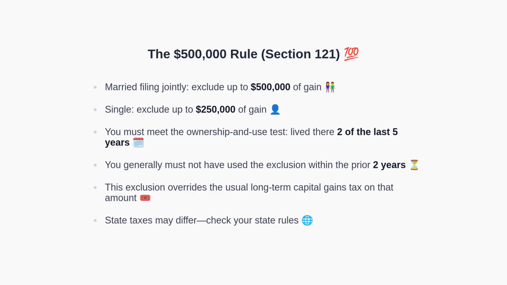Next, let's focus on Section 121, often called the home sale exclusion. If you're married filing jointly, you can typically exclude up to $500,000 of gain from federal taxes. Singles can exclude up to $250,000. To qualify, you usually must have owned and lived in the home for at least 2 years during the 5 years before the sale, and you generally must not have used the exclusion in the previous 2 years. This exclusion overrides the typical long-term capital gains tax on the excluded amount. Keep in mind that state tax rules can vary, so it's important to review state-specific guidance.